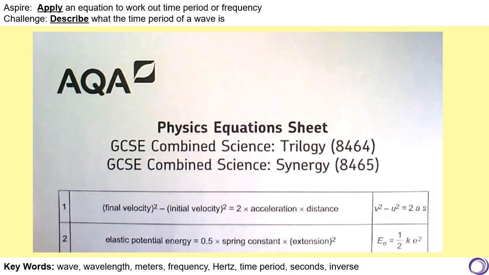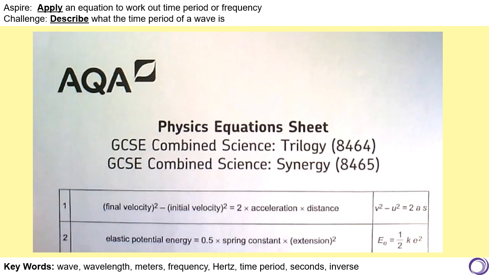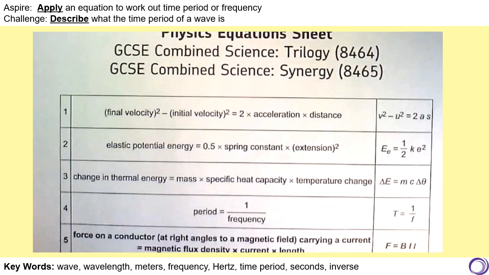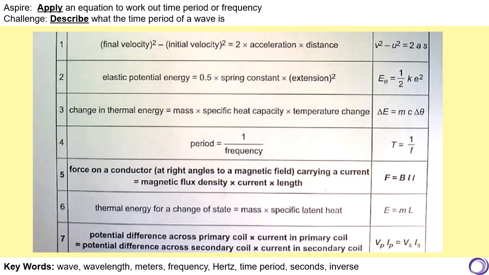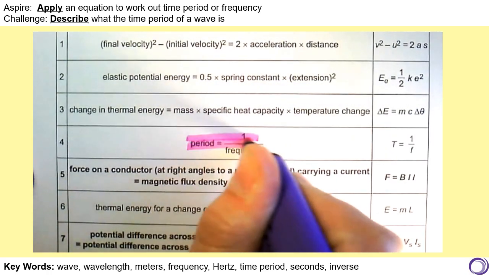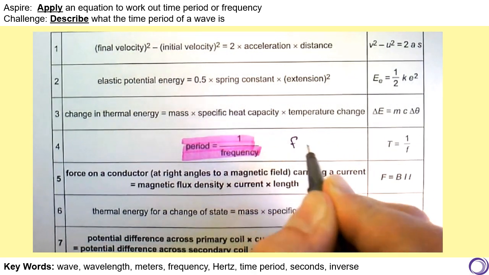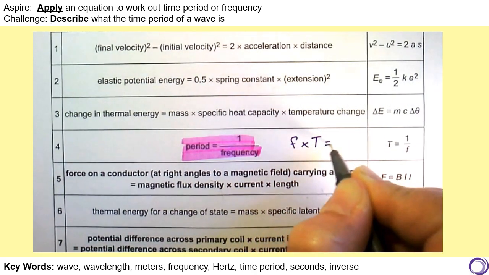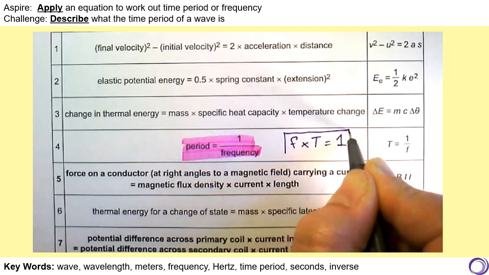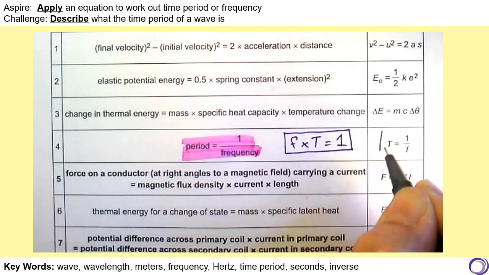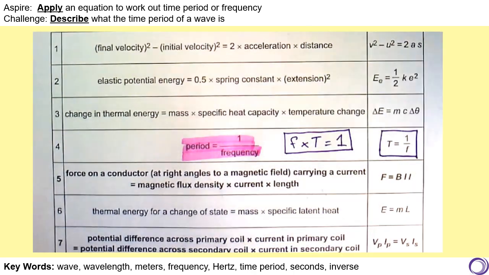Okay, so if you look at your physics equation sheet, the one that you get given in the exam, you will see that this equation actually appears here. Period equals 1 divided by frequency. Now it's slightly different to how we have just worked it out. So we have just worked out that frequency times period equals 1. But that is the exact same equation as the one that is given on your equation sheet. It's just rearranged.